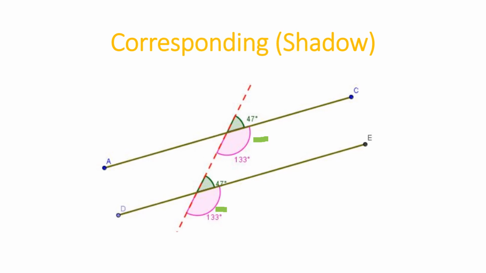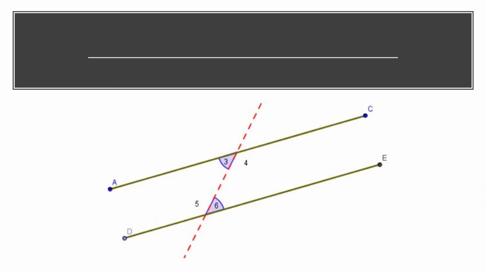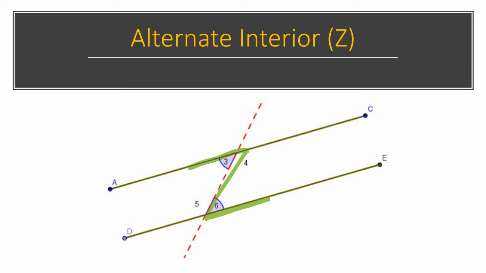Boom! Shadow angles. They're corresponding. Corresponding, look, they're both 133. Correspondings are congruent. All right, what's this angle relationship? Okay, I'm going to help you. The Z. Boom, alternate interior. Alternate sides of the transversal inside the parallels.